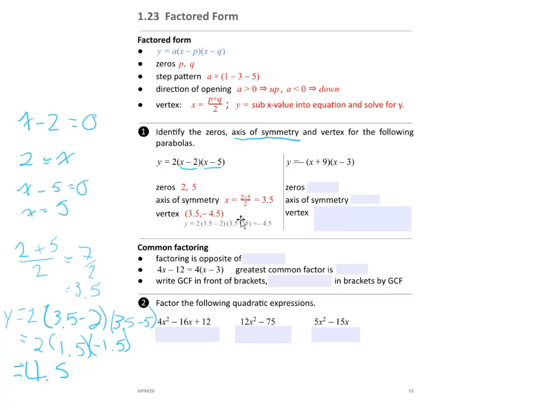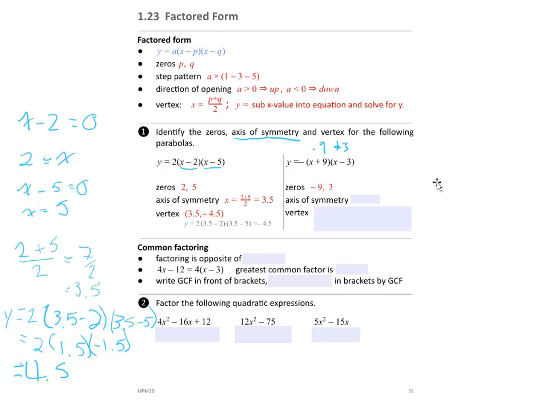The next one I'm not going to work out fully, otherwise I'm going to run out of room. Same idea. My zeros, x plus 9, well, that means that this is going to be negative 9 here. And this is going to be positive 3 here. So negative 9, positive 3 should be my zeros, and when I reveal it, I get negative 9, positive 3.